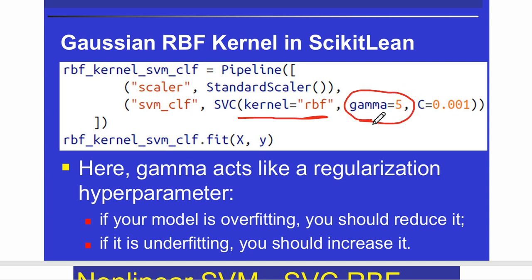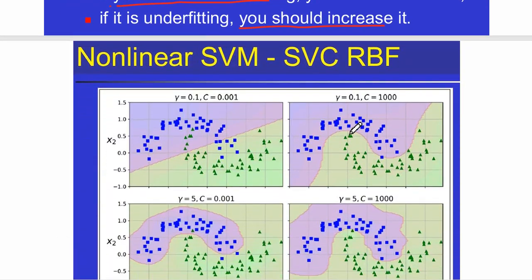Here gamma works as a regularization parameter, a regularization hyperparameter. If your model is overfitting, you reduce it. If it is underfitting, you should try to increase it. If the gamma value is more, there may be a chance of overfitting. If the gamma value is less, there may be a chance of getting some underfitting also. That is about RBF.